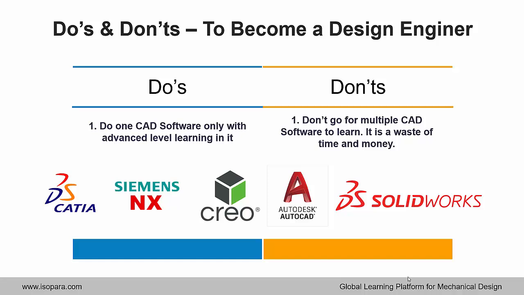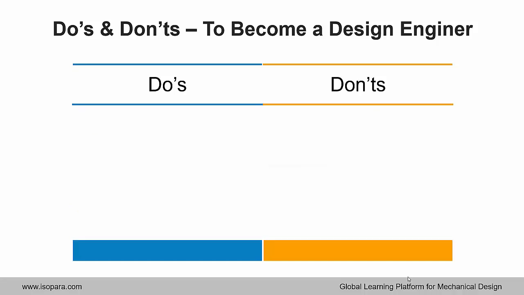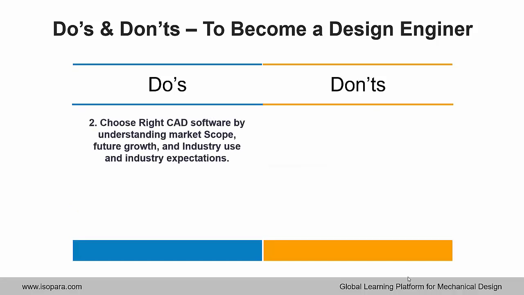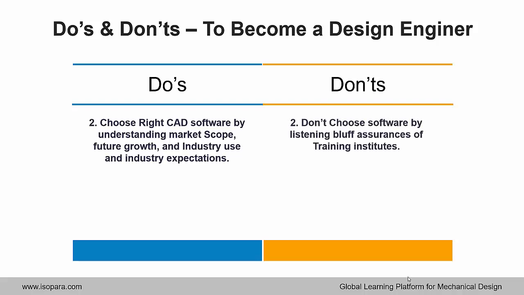We move towards the second do and don't: choose the right CAD software by understanding market scope, future growth, industry use and industry expectations. What the don't says is: don't choose software by listening to bluff assurances of training institutes. Yes, this is right. If you really want to choose in which CAD software you want to grow, then try to go for market scope and future growth. Try to find which types of industries are using that CAD software and what the industry expectations are.